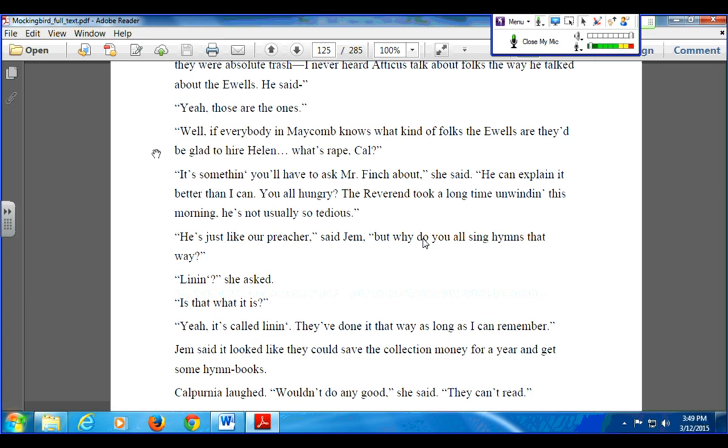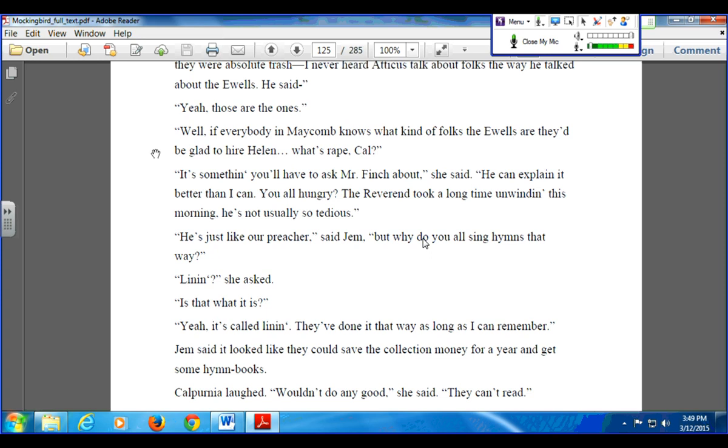You all hungry? The Reverend took a long time unwinding this morning. It's not that he's so tedious. Just like our preacher, said Jem. Why do you all sing the hymns that way, lining? she asked. Is that what it is? Yes, it's called lining. They did it that way as long as I can remember. Don't you see how they could save money? Jem said. They could save the collection money for a year and get some hymn books. Calpurnia laughed. It wouldn't do any good, she said.